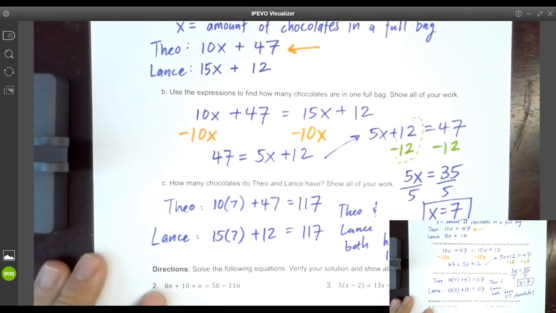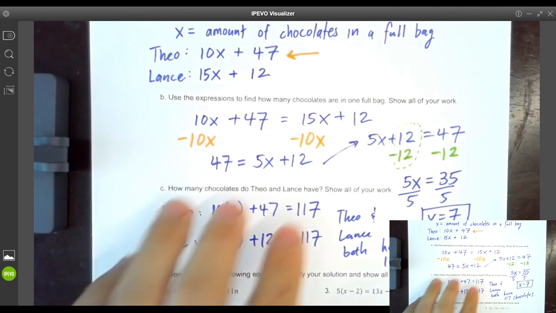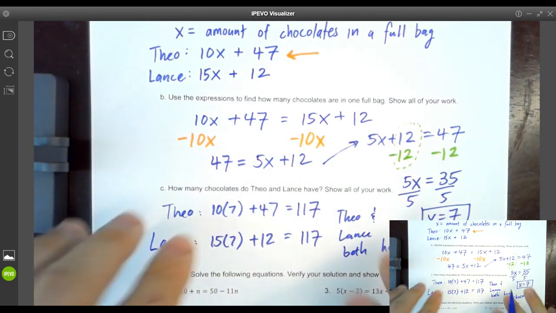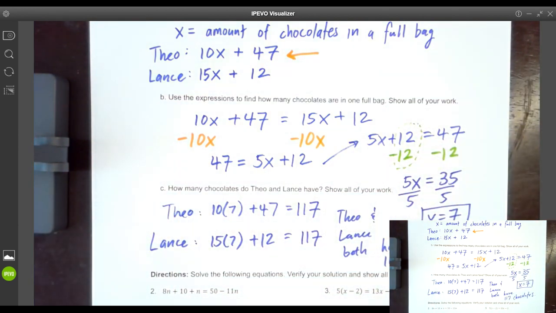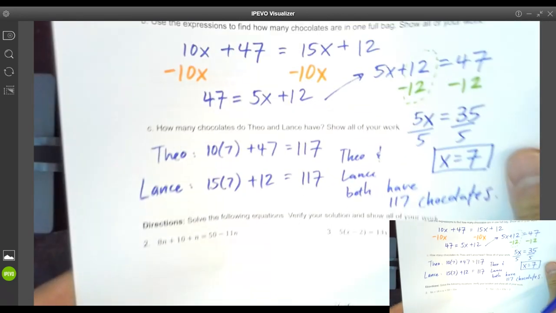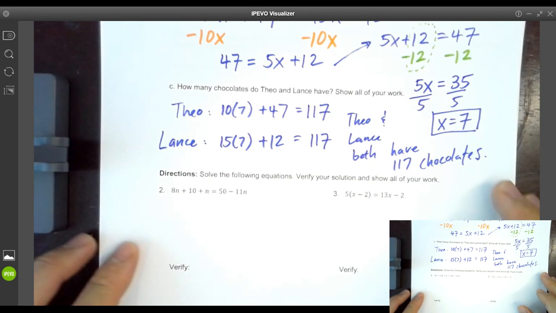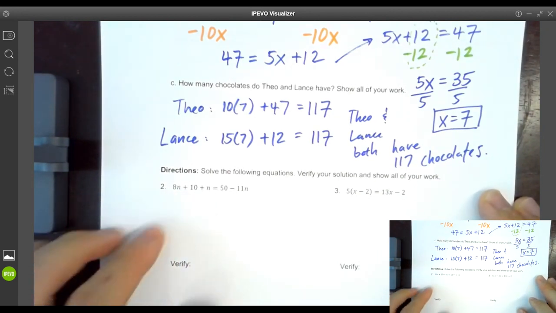Okay, so the principles of solving for a variable when variables are on both sides are pretty simple. Push all of the variables to one side, push all of the constants to the other side. That's what we do to solve for x or any variable. Okay, so let's go ahead and now go to number 2.